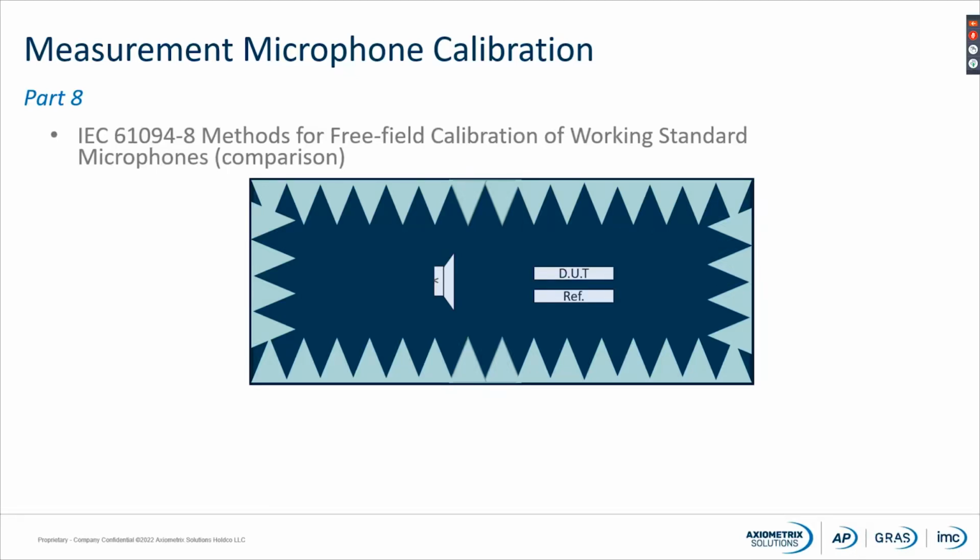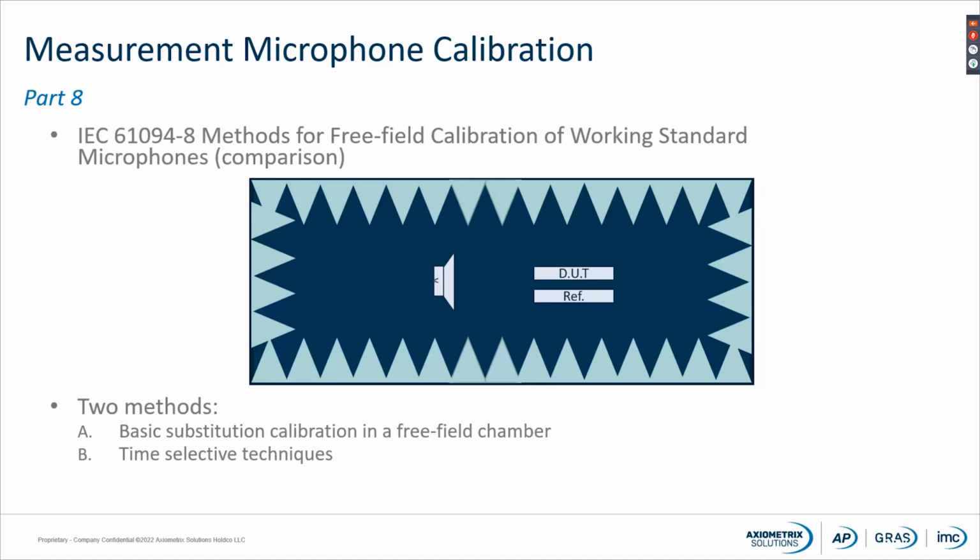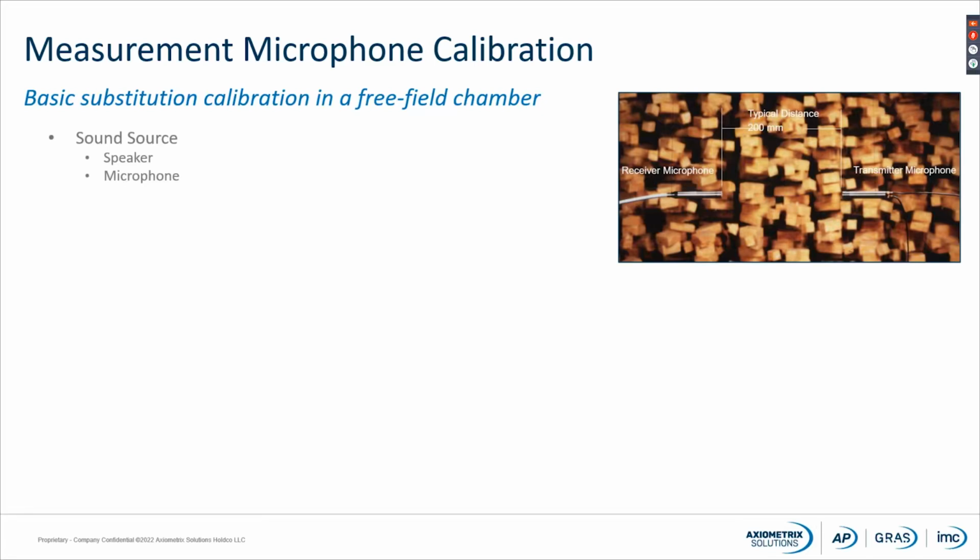Measurement microphone, the free field calibration of working standard microphones, is done by comparison, where we have the test microphone and a reference microphone. So we are comparing our test microphone against a reference microphone. There are two methods: basic substitution calibrations done in a free field chamber, an anechoic chamber, or the time selective principle. Let's have a look at these two principles.